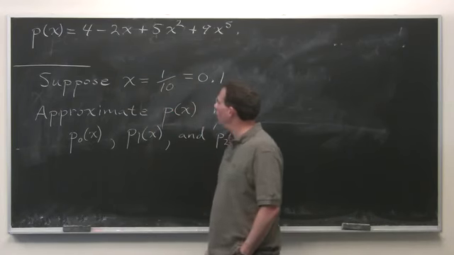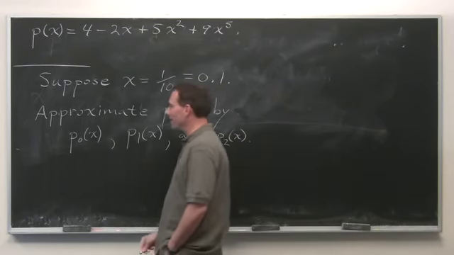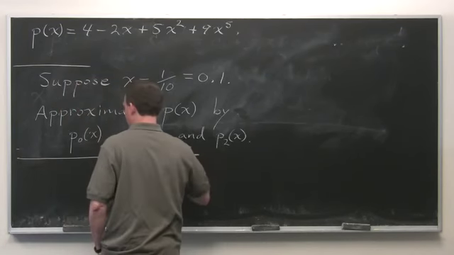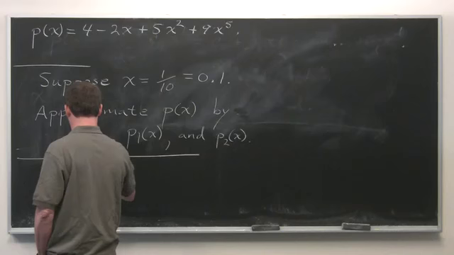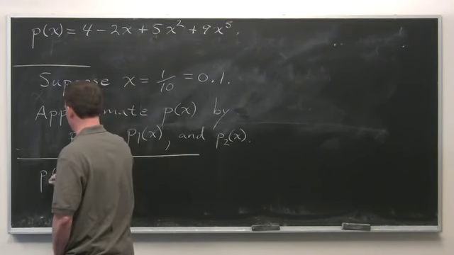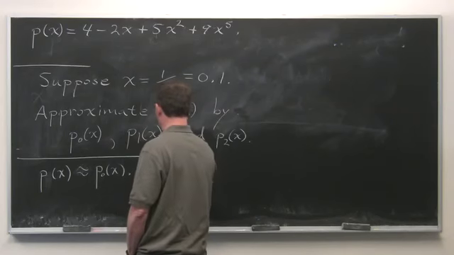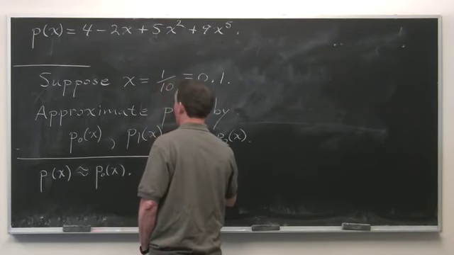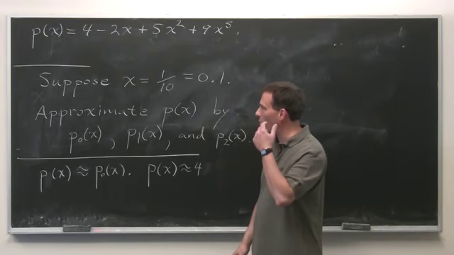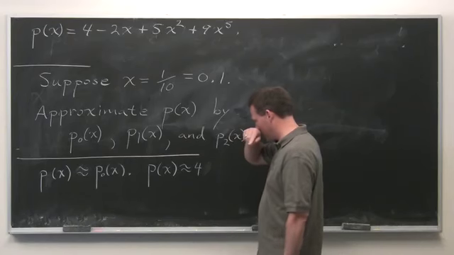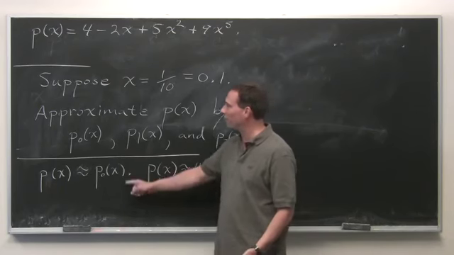All right, so when you're approximating p of x by p0 of x, we're saying that p of x is approximately p0 of x, where approximately, of course, is an ill-defined term. It means we're saying that when x is close to 0, p of x is approximately equal to 4, just the 0th order partial sum. So you just go up to the x to the 0 term. All right, p of x is approximately 4 if you use this approximation.